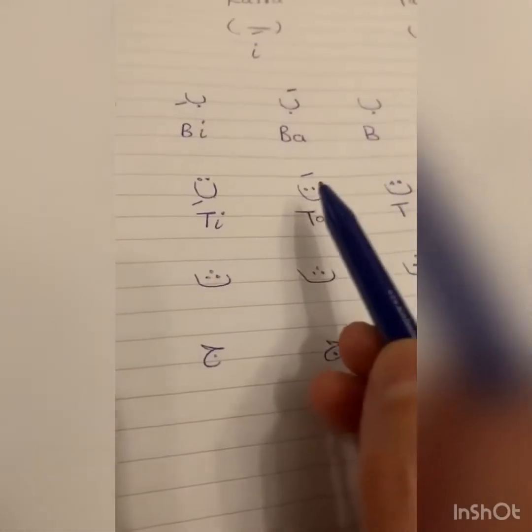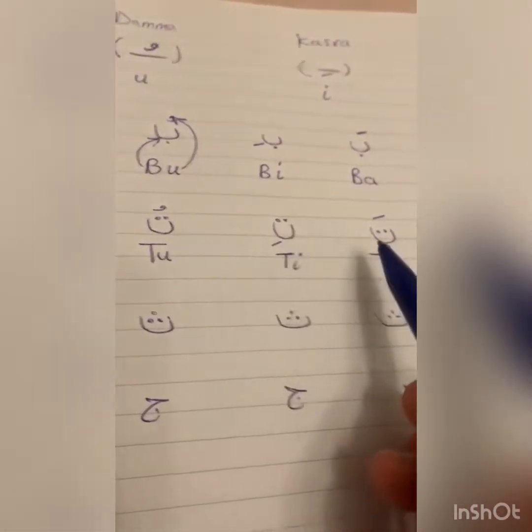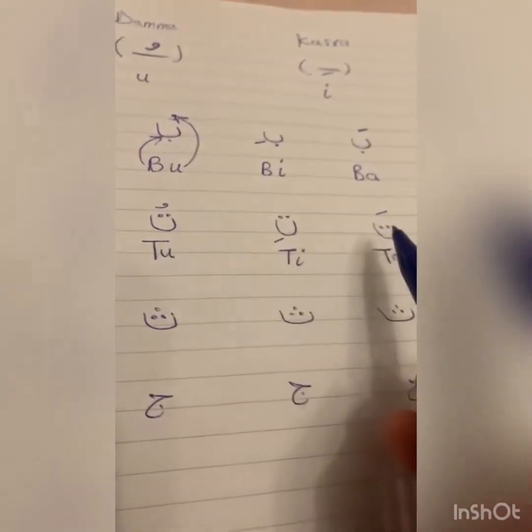So how do you read when you see ta with fatha, kasra, and dhamma? You have to say ta, ti, tu.